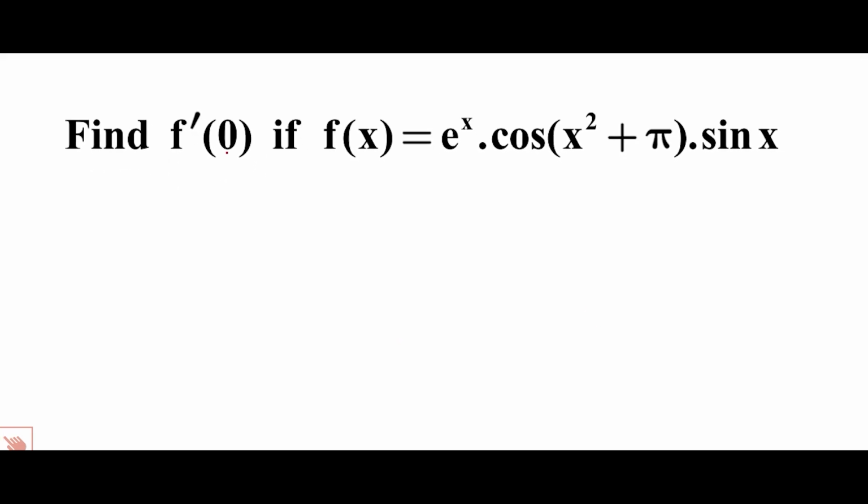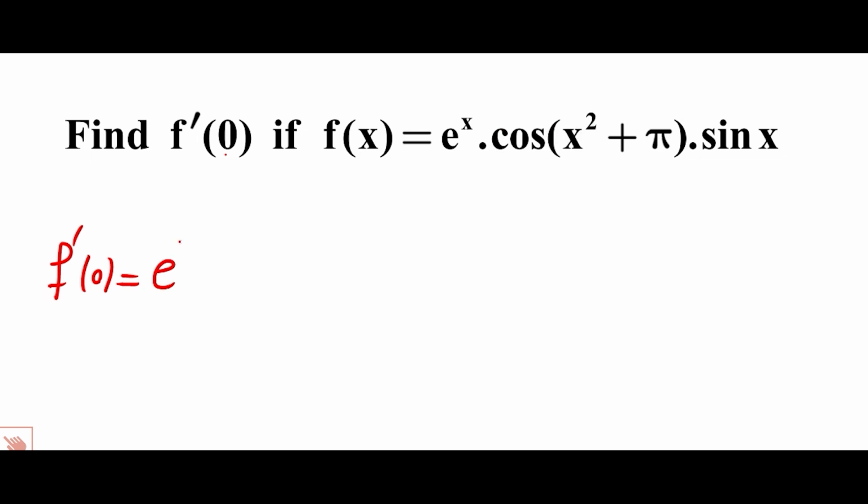Or find f prime of 0 if f of x is equal to e to the x times cosine of x squared plus pi times sine of x. We know that sine of 0 is equal to 0. So that part is the only part we really need to differentiate. So we know that the derivative of sine of x is cosine of x. So f prime of 0 is equal to, we just plug in the value of x for the rest.